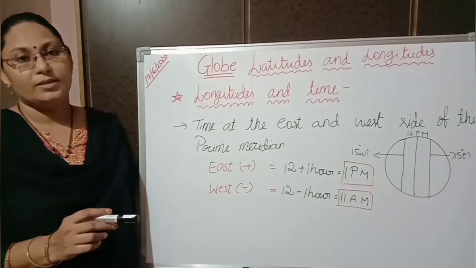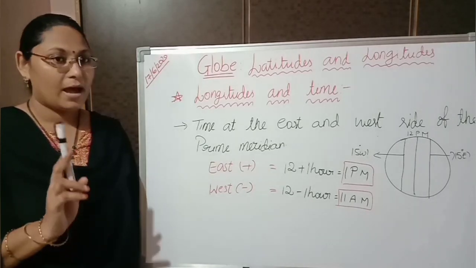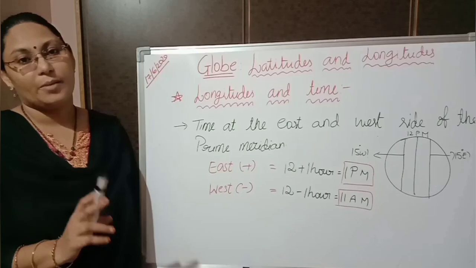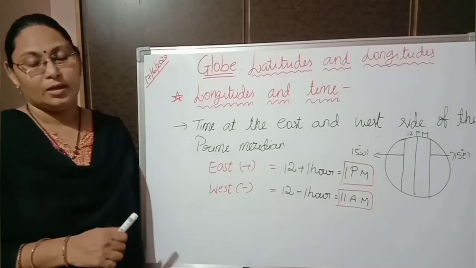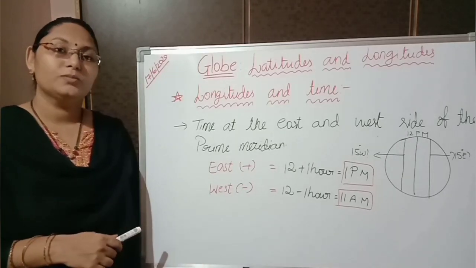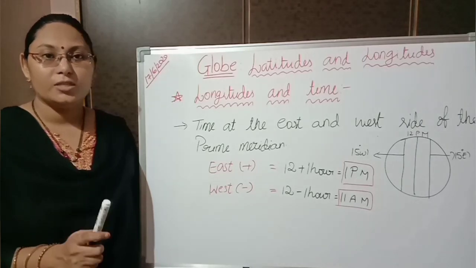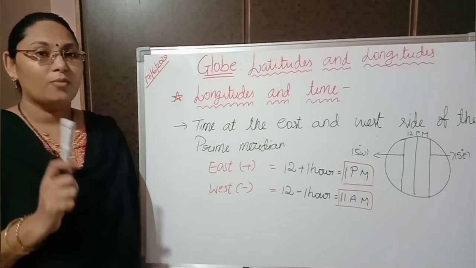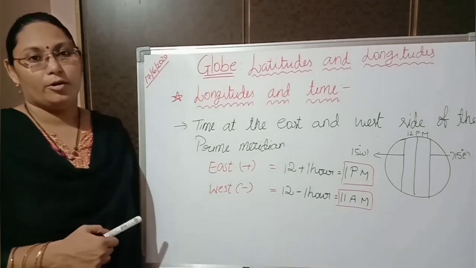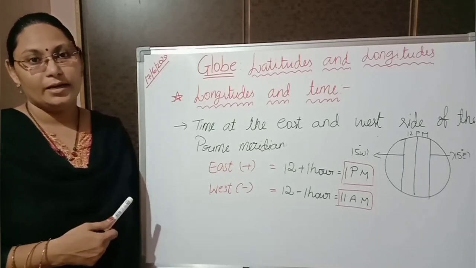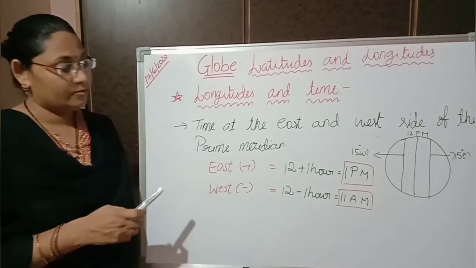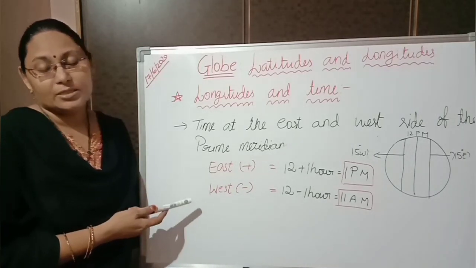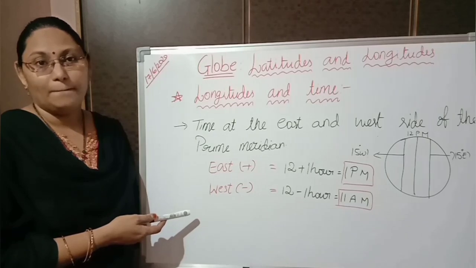So remember, students, on the east side you have to add the time, and on the west side of the prime meridian you have to subtract the time. You know that the earth moves 15 degrees of longitude per 1 hour, and for 4 minutes it is moving 1 degree of longitude, right? With the help of that calculation we can easily add and subtract the time from the prime meridian.